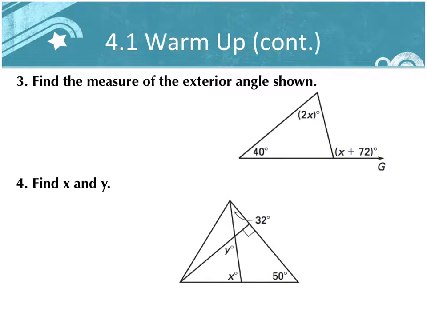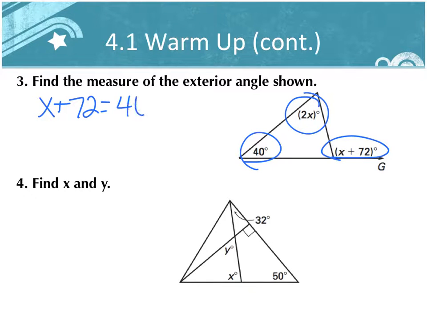So what's it called when we find the measure of the exterior angle? What's the theorem that we use? Exterior angle. What are we doing with those other angles? Sum. Exterior angle sum theorem. Okay, so we're saying that this is equal to the sum of these two, right? So x plus 72 equals 40 plus 2x.